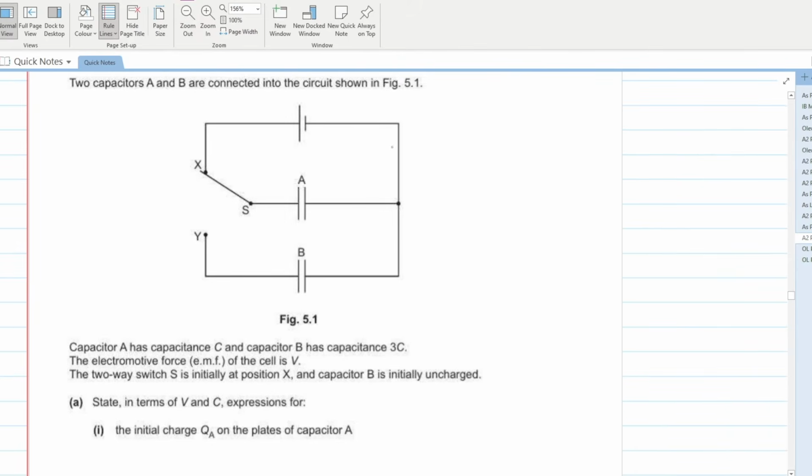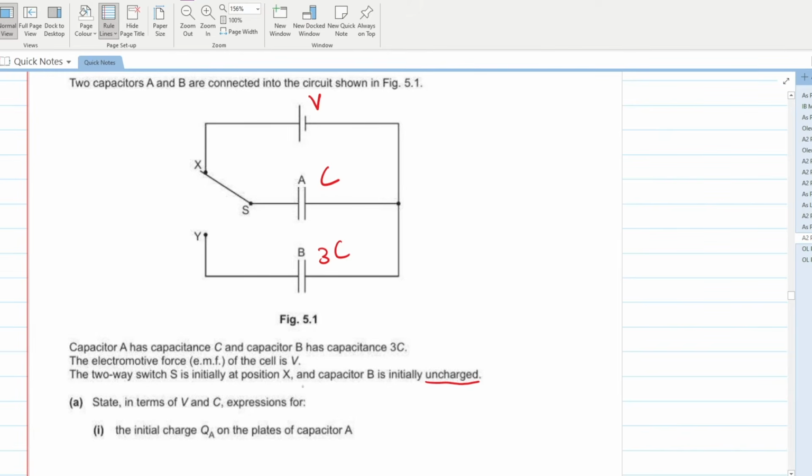ठीक है. Two capacitors are connected as shown in figure 5.1. Capacitor A has a capacitance of C. Capacitor B has a capacitance of 3C. The electromotive force of the cell is V. The two-way switch is initially at position X. And capacitor B is initially uncharged.